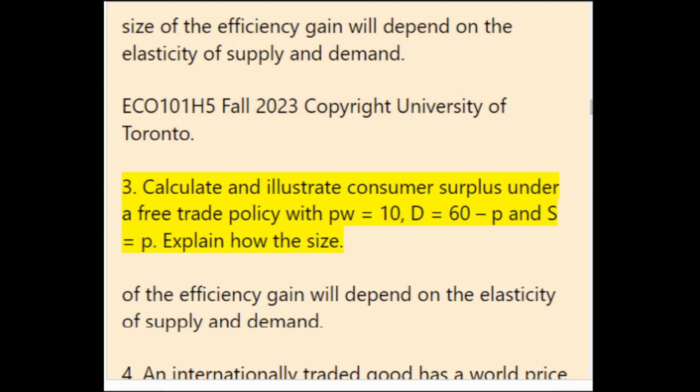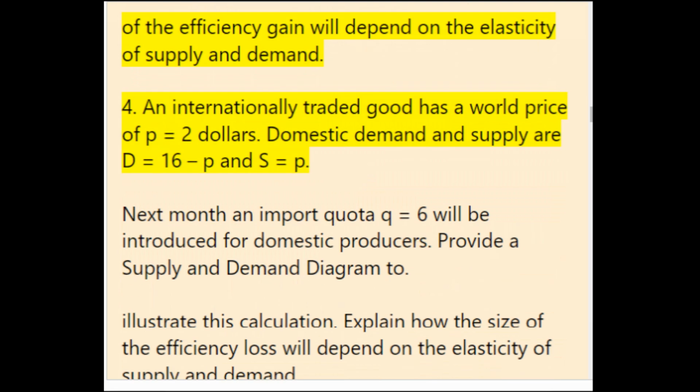3. Calculate and illustrate consumer surplus under a free trade policy with PW = 10, D = 60 - P and S = P. Explain how the size of the efficiency gain will depend on the elasticity of supply and demand.